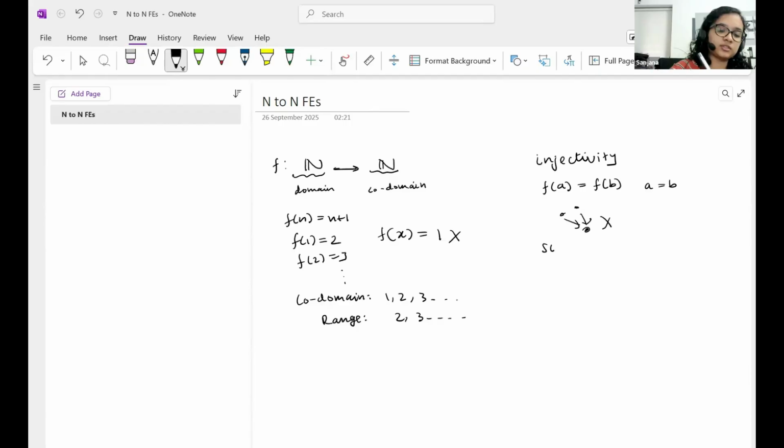The second property is surjectivity. This means that the codomain that we defined here is equal to the range. So for every element of the codomain, there is something mapping to it. Injectivity means each input has a unique output. So no two inputs have the same output. Feel free to interrupt me or type in chat or unmute if you have any questions.